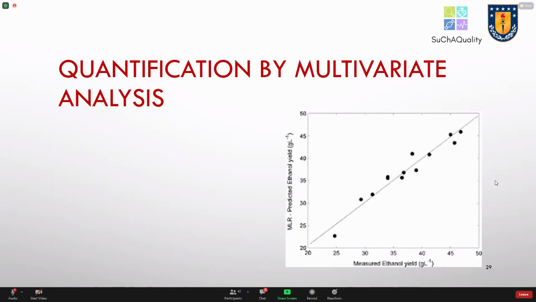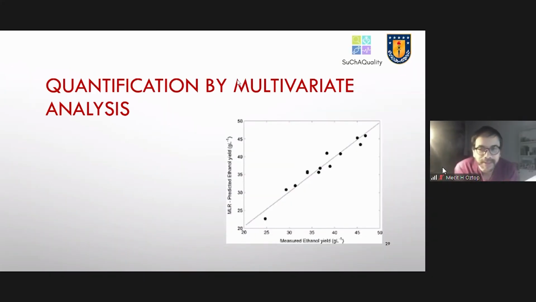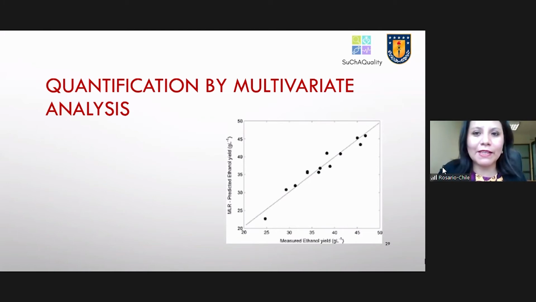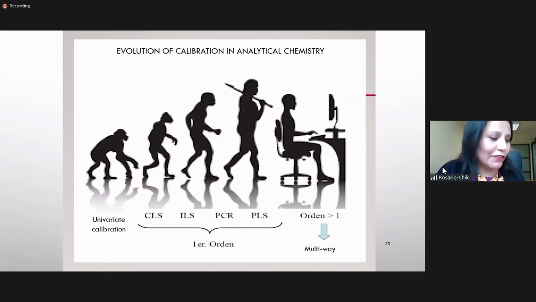So this is regarding SIMCA, so I will talk about quantification methods. Now I want to show you some applications of multivariate analysis for quantification and other techniques. And regarding quantification methods and calibration in analytical chemistry, I want to show you this picture because it's very famous in calibration. Because we need to know at which level we are working with the sophisticated instrumental equipment that we have.